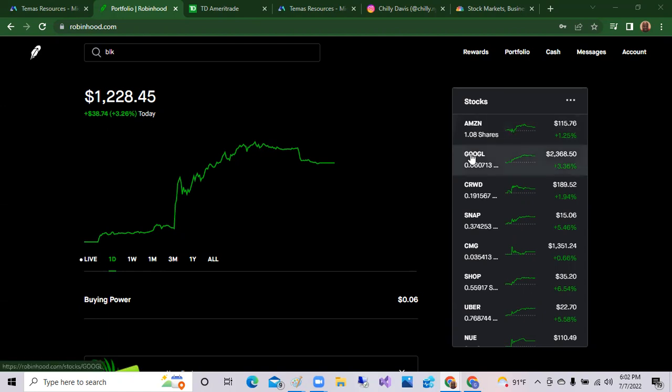Okay, so we had Google, G-O-O-G-L, Google A shares were up 3.36%. We had Shopify, S-H-O-P, up 6.54%.